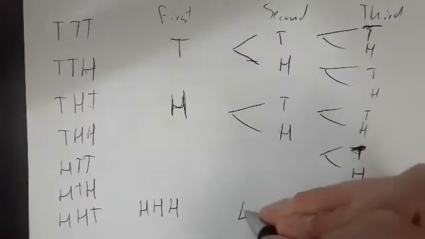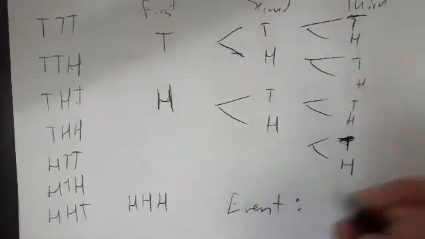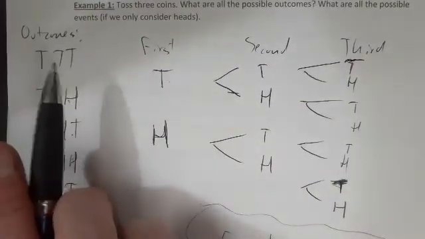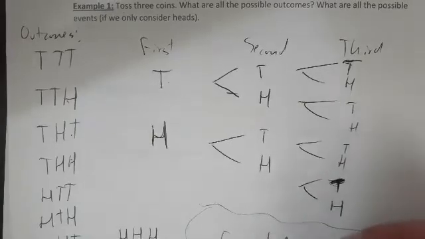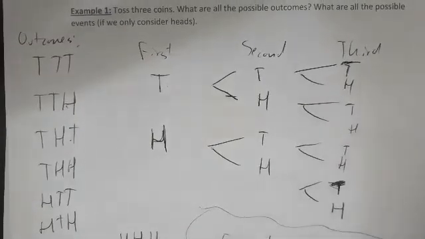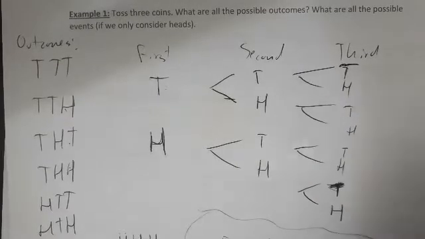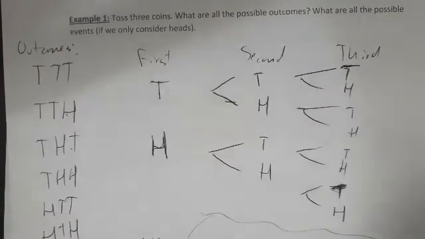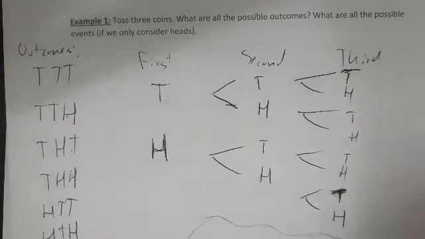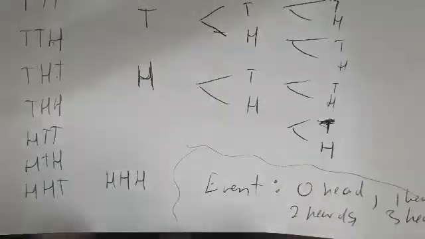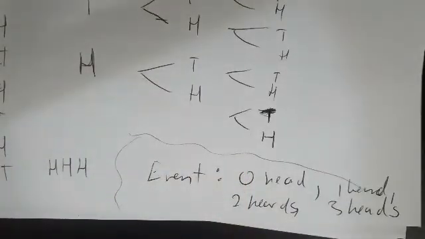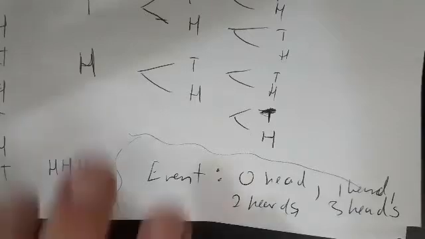If we want to know the events, my events are how many heads I can get. The least amount of heads I can get, if I'm doing 3 different coins, is 0 heads. I can get 1 head. I can get 2 heads, and I can get up to 3 heads. So basically I can get 0, 1, 2, or 3. Okay.